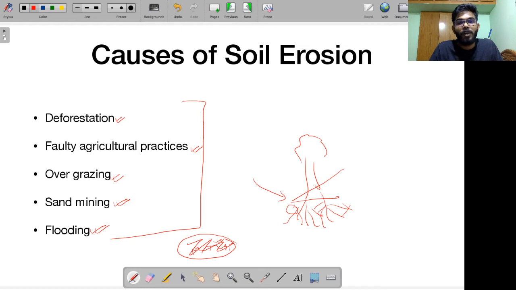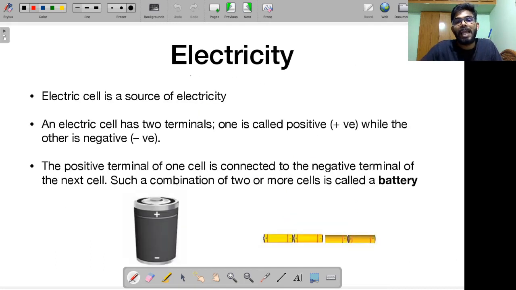So these topics become all the more important. A dedicated lesson will be scheduled where I can talk about various ways in which soil erosion can be prevented. Alright, with this, let us stop our discussion on soil, and I will take up another chapter from class 7 NCERT, which is basically about electricity.